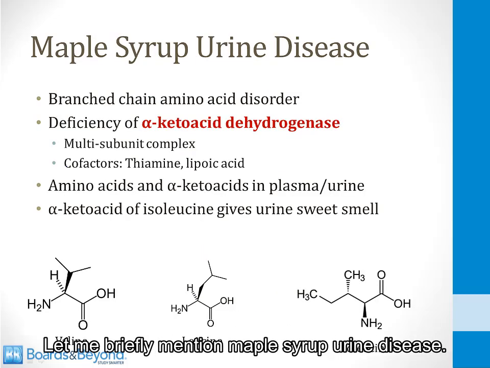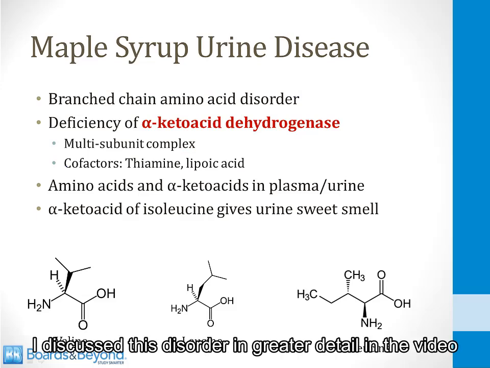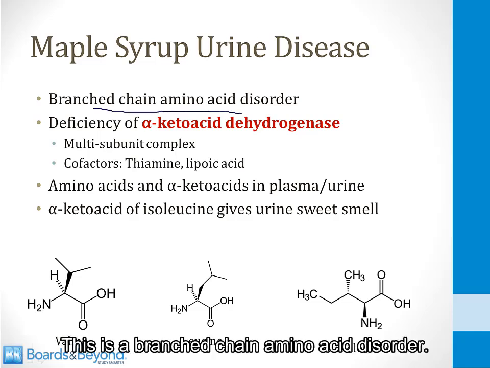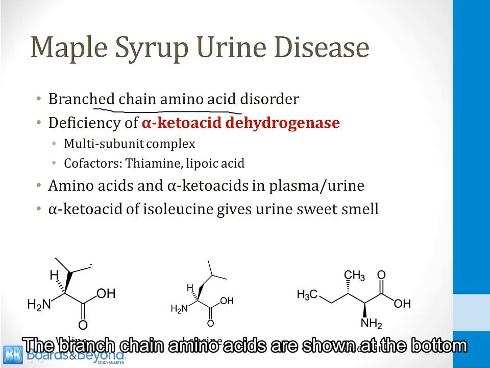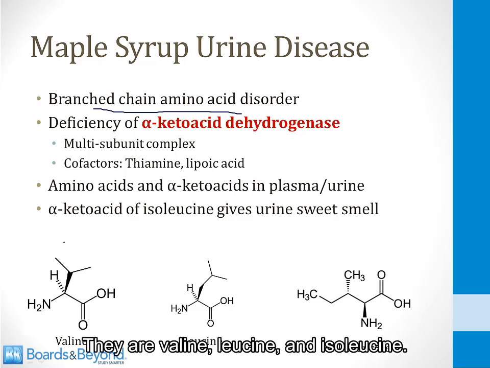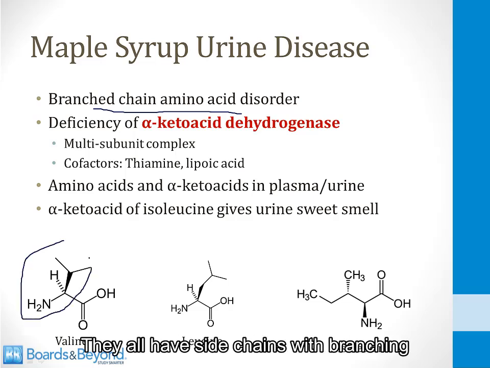Let me briefly mention maple syrup urine disease. I discussed this disorder in greater detail in the video on other amino acids. This is a branched chain amino acid disorder. The branched chain amino acids are shown at the bottom of the screen. They are valine, leucine, and isoleucine. They all have side chains with branching.